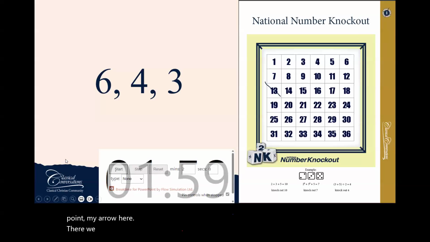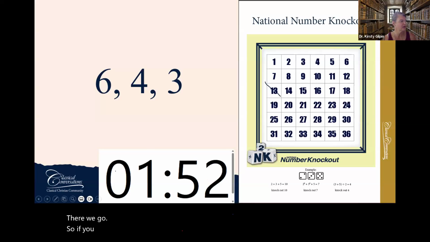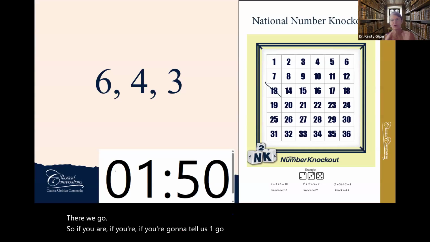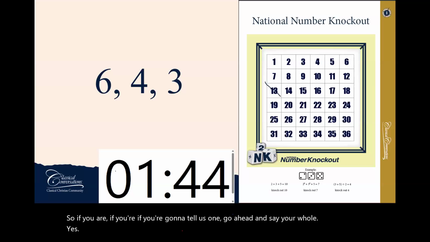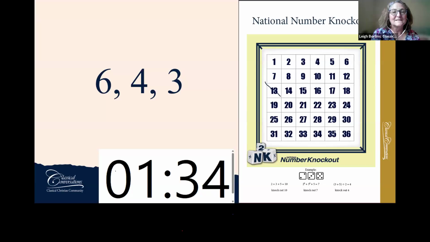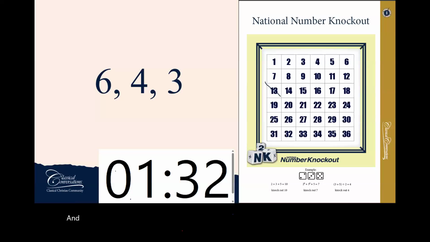Oh, 1. So if you're going to tell us one, go ahead and say your whole equation, please. Oh, sorry. Okay, so it's 6 to the power of 0 times 4 to the power of 0 plus 3 to the power of 0. Is how much? 1.